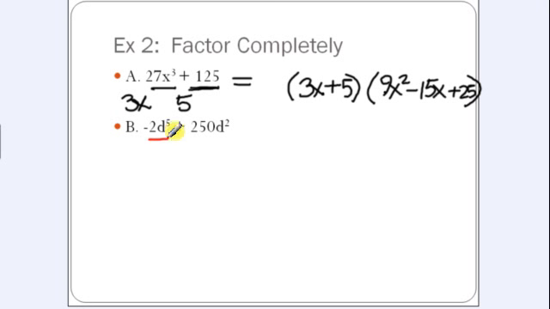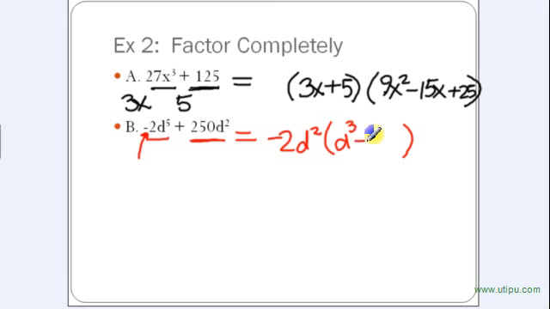Once again, look at the terms you have first. Is there a greatest common factor to factor out? Well, here I can see both my numbers, -2 and 250, are even, so they're divisible by 2. I also see that I have at least a d squared in both terms, so I can factor out d squared from both of them. Now, I prefer to start with a positive leading coefficient, so I'm not just going to factor out a 2, I'm going to factor out a -2 and d squared as well. So then in parentheses, I can be left with positive d to the third power, then minus 250 divided by 2, which is 125.